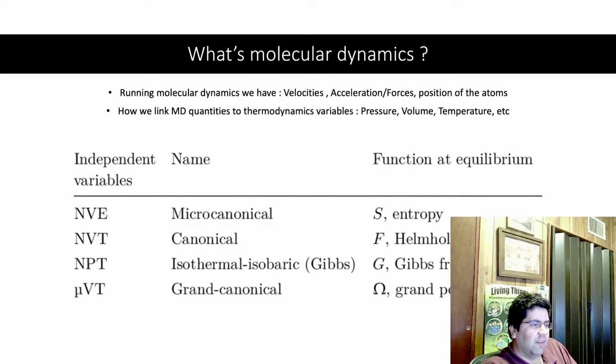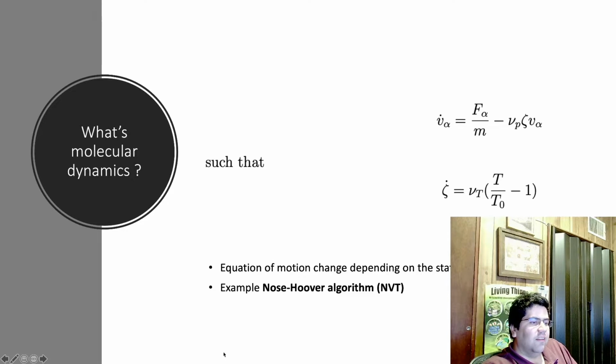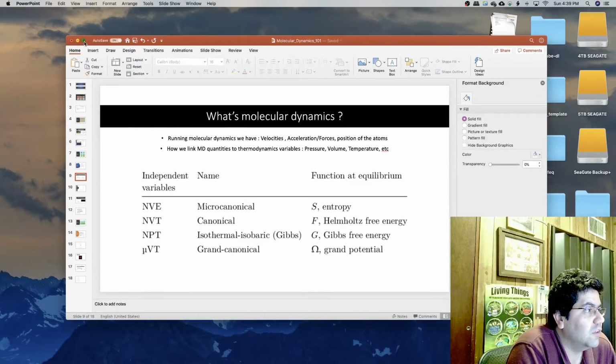And just to give an example, when we go into the canonical ensemble, the NVT, we have this equation right here. We can see that this is pretty similar to Newtonian equations, okay? But we add in this coupling right here, and this pretty much allows us to change the temperature of the system. Okie dokie, so we're back.